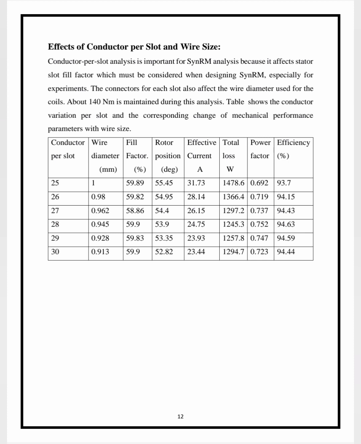Wire diameter is decreasing as we are increasing the number of conductors per slot. The fill factor is also varying, and rotor position is also varying. Effective current is varying, total losses vary, power factor also varies, and the efficiency ratio also varies.